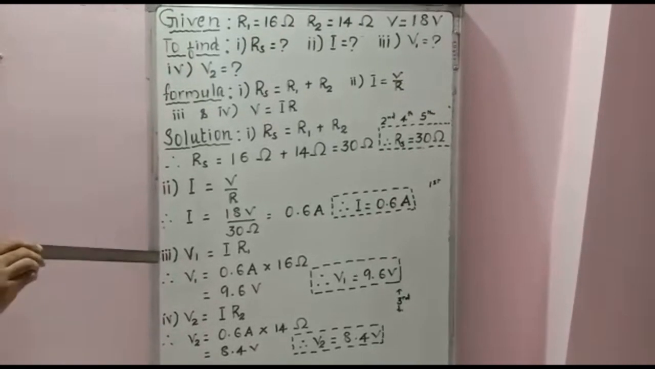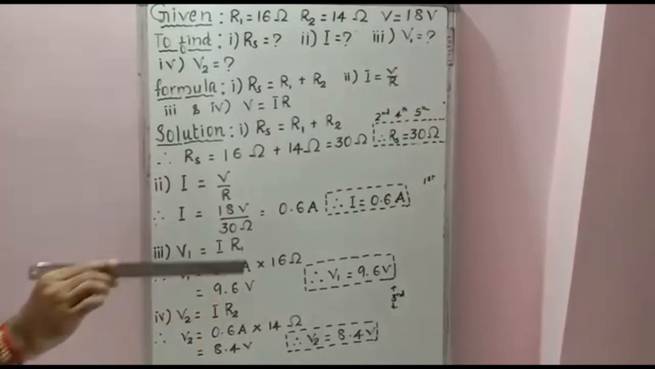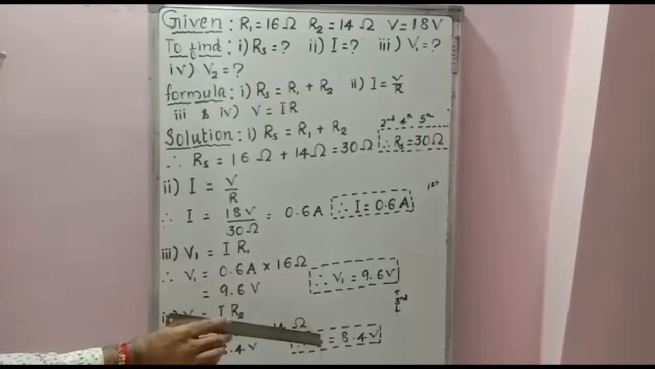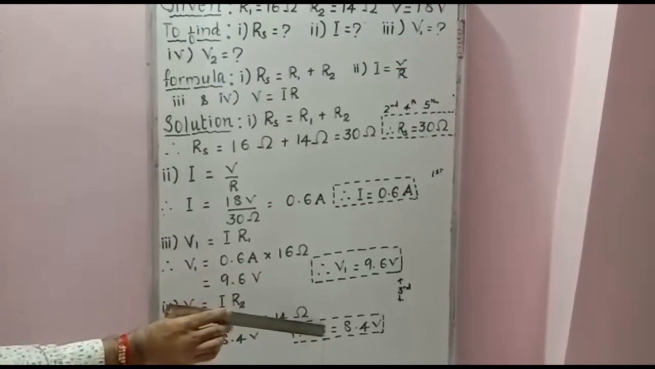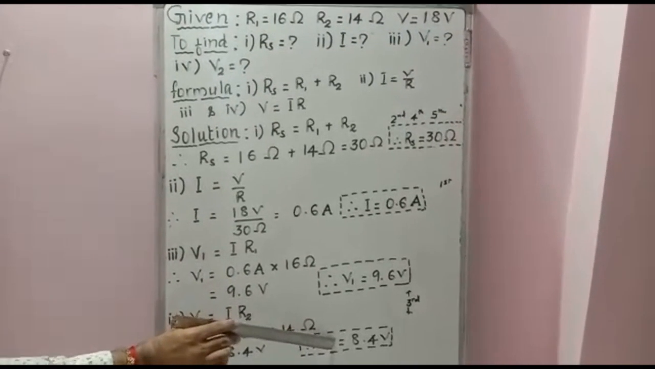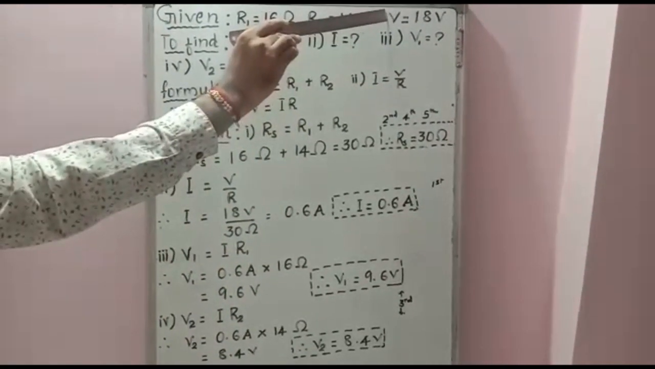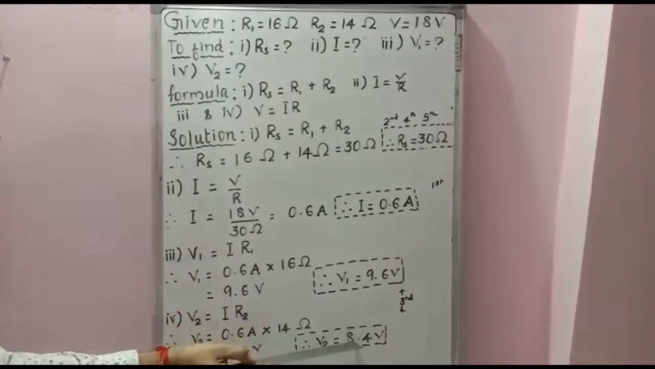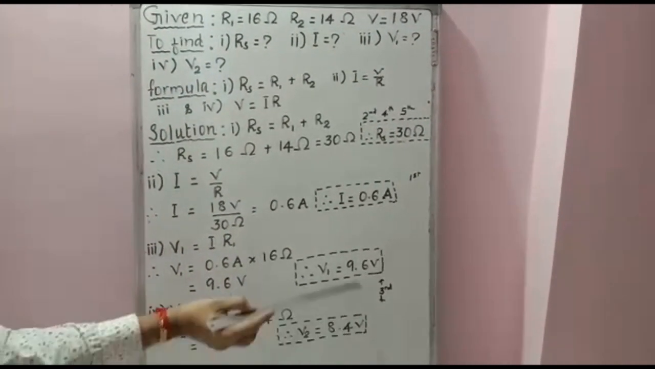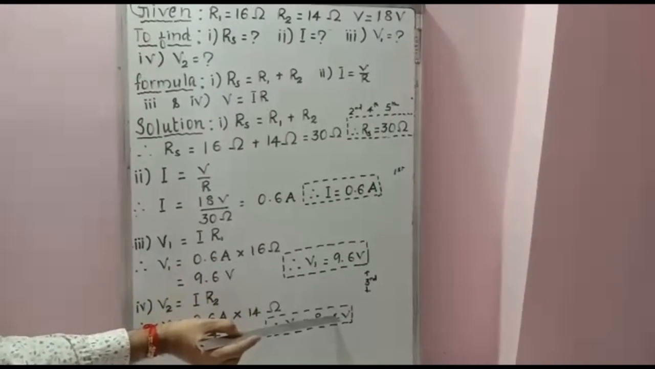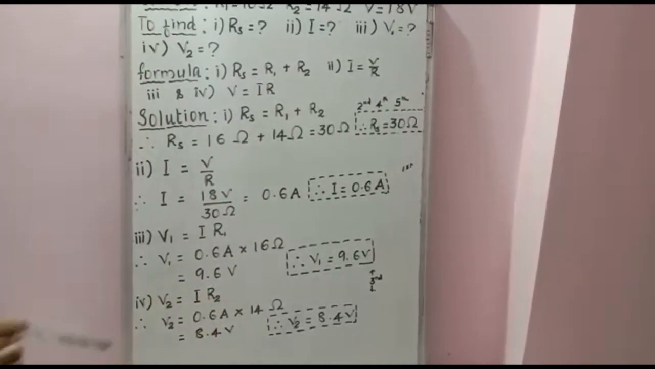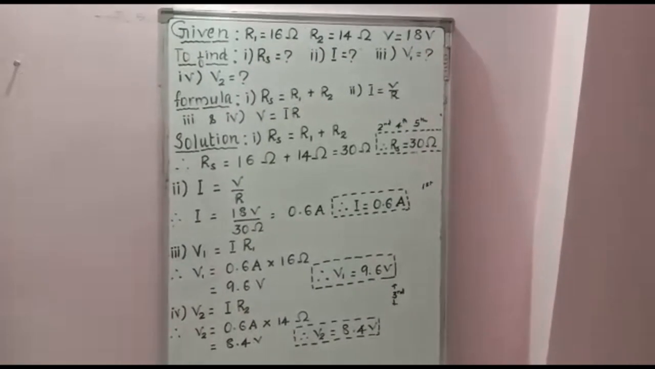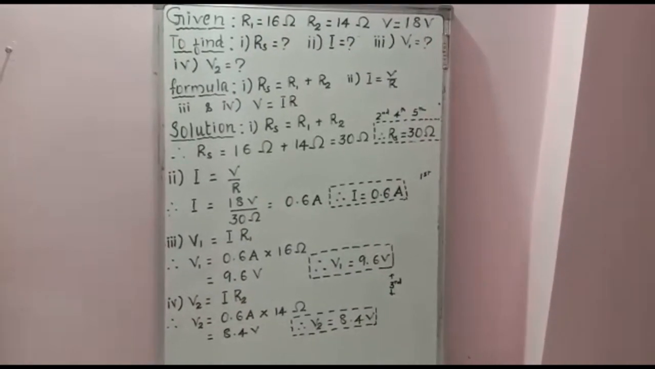Now the third character, by this we can verify the third character. The potential difference between two extreme ends of the arrangement is equal to the sum of the potential differences across the individual resistances. So potential difference across the terminals is 18 volts. When you add V1 plus V2, that will give you 18. 9.6 plus 8.4 volts. So this clarifies the third character. So by this we come to an end of resistors connected in series, and we have clarified the characters by solving a numerical.